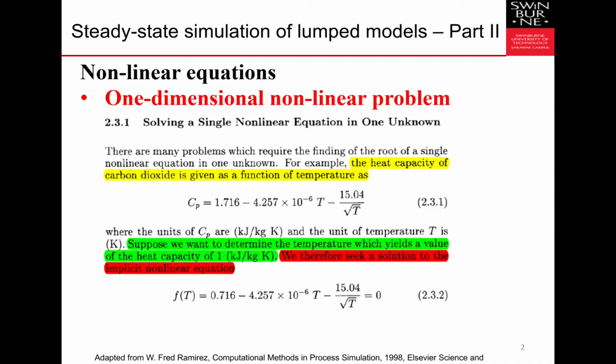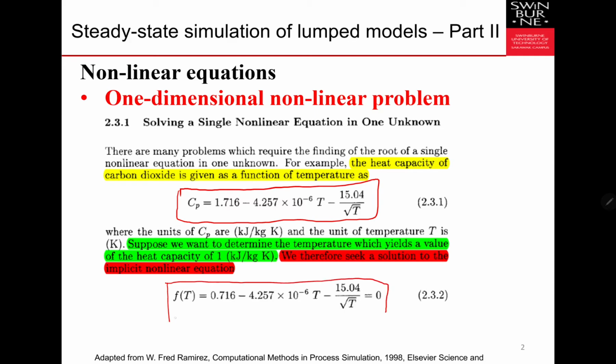As an example, this equation gives the heat capacity of carbon dioxide as a function of temperature. Let's say we want to determine the temperature that yields a heat capacity of 1 kilojoule per kilogram Kelvin. Then we need to solve this equation, or find the temperature at which this F will be equal to 0.